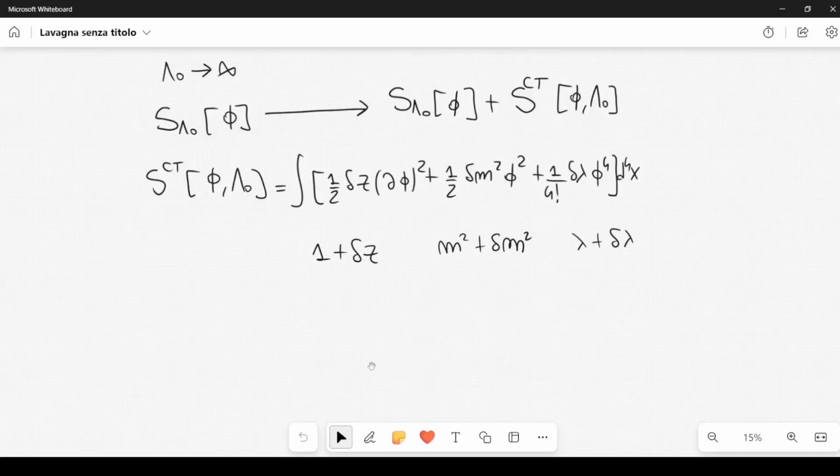Starting where we left off last time, I said that only delta z and delta m squared will contribute to the propagator, to the corrections to the propagator, whereas delta lambda will appear as a 4-valent vertex contribution. Expanding e to the minus s, the additional contributions that we will get to the propagator from delta z and delta m squared will be minus k squared delta z and minus delta m squared. Let me also tell you why.